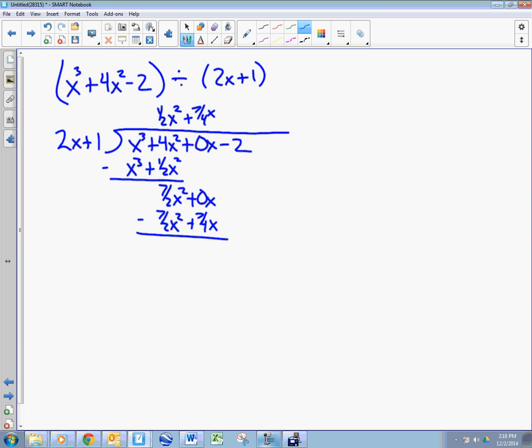Subtract. 7/2 x squared minus 7/2 x squared is 0x. Minus 7/4 x, negative 7/4 x. I need a binomial, so I drop down the negative 2. What do you multiply 2 by to get negative 7/4? 2x times what is equal to negative 7 over 4x. Divide both sides by 2x. See that the x's cancel, you get negative 7 over 8.